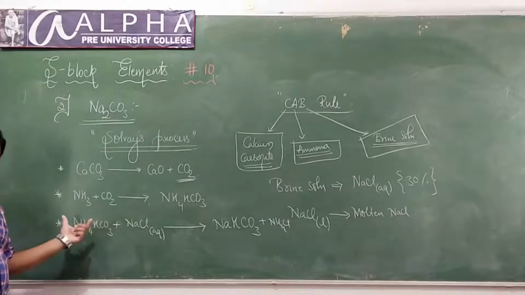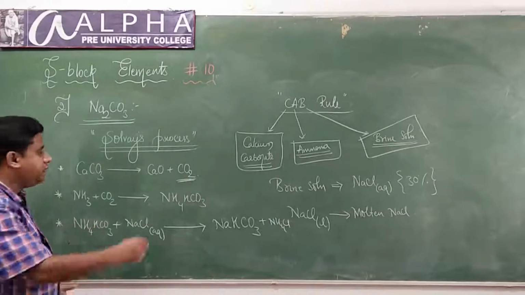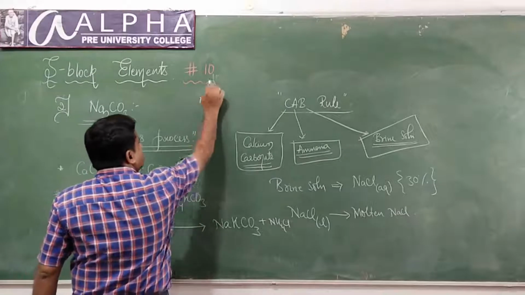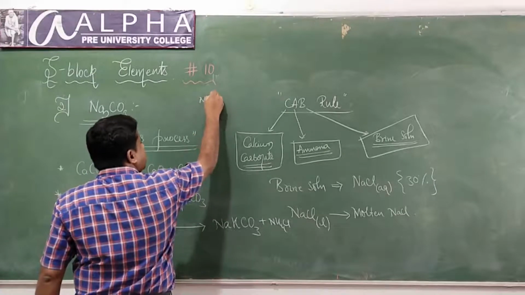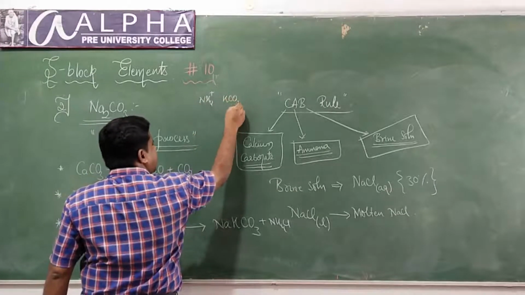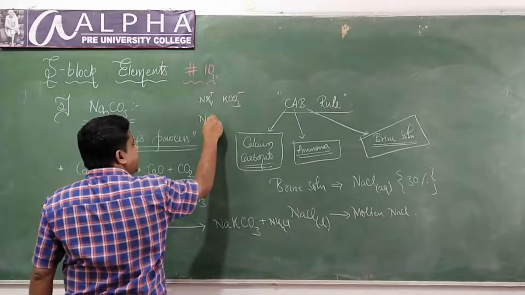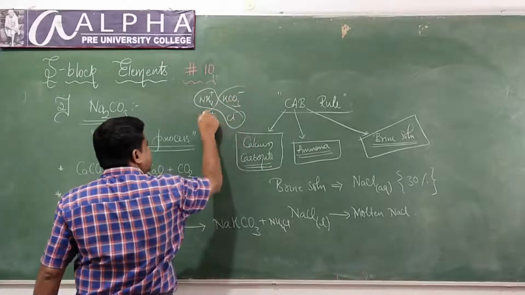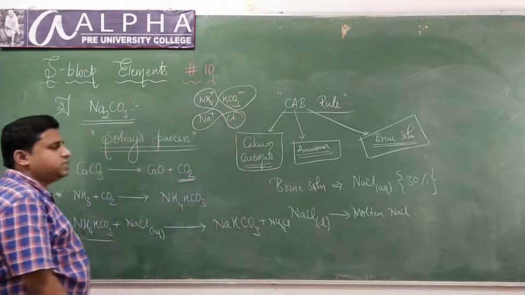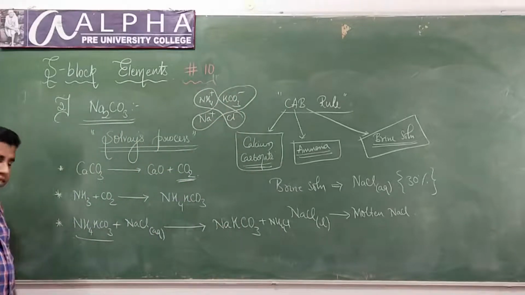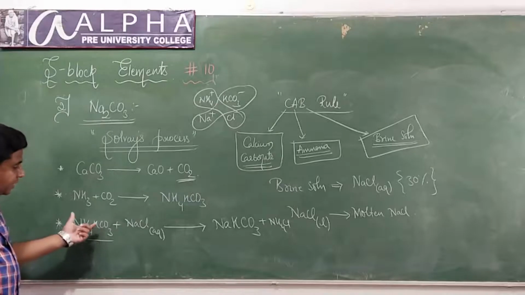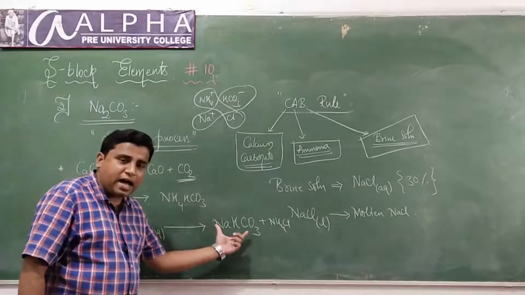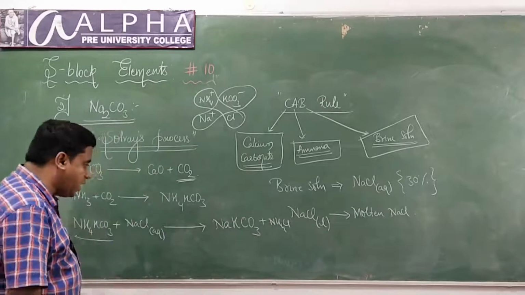Again, interchange of ions, that's it. In ammonium bicarbonate we have NH4 plus ion and HCO3 minus. In sodium chloride we have Na plus ion and Cl minus ion. Just interchange these. Are you getting my point? So ammonium bicarbonate reacts with brine solution to give sodium bicarbonate and ammonium chloride.